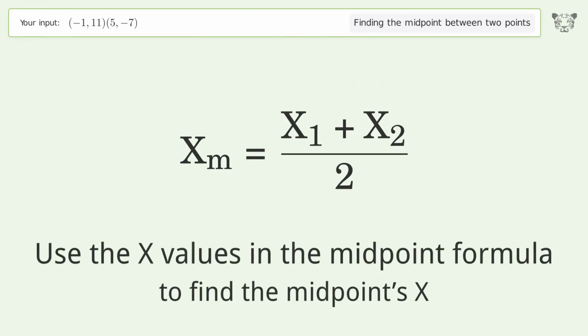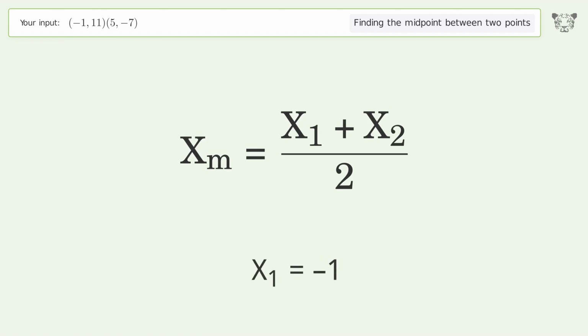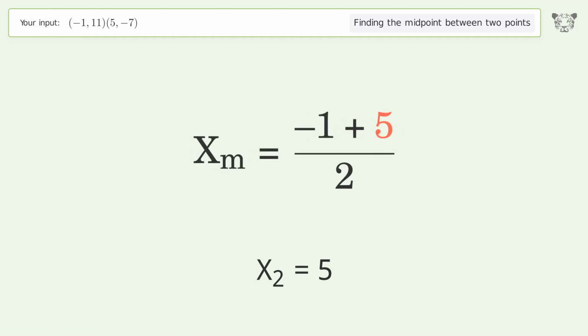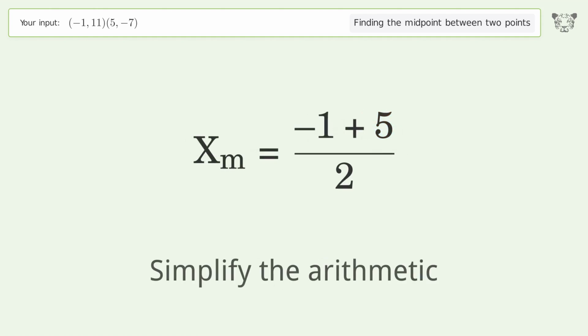Use the x values in the midpoint formula to find the midpoints x1 equals -1. x2 equals 5. Simplify the arithmetic.